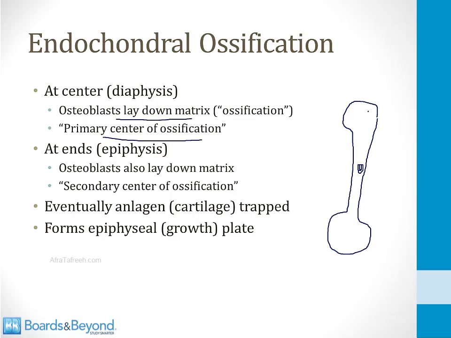At the ends of the bone, which is called the epiphysis, you will also get a center of ossification. This is called the secondary center of ossification. These two centers of bone formation will grow towards one another, and they will eventually meet and trap a layer of cartilage in a line like this. That layer of cartilage will become the epiphyseal or growth plate. And you may know in the bones of children, there is bone tissue with two plates at the ends, which are cartilage plates, and those are the remnants of the hyaline cartilage mold that was present in utero.